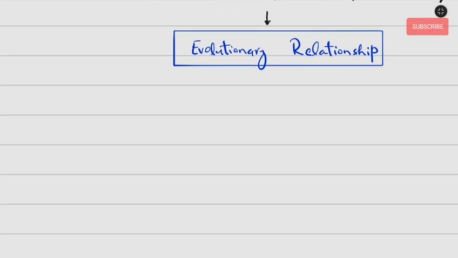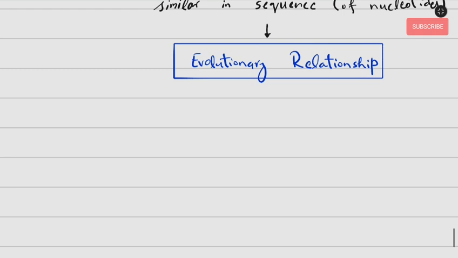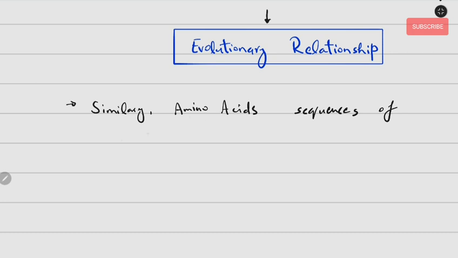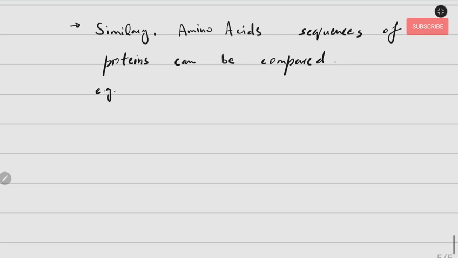Similar techniques can also be used for the amino acid sequence which make proteins. All proteins are made up of chains of amino acids, right? So the amino acid sequence of proteins can be compared as well, right?